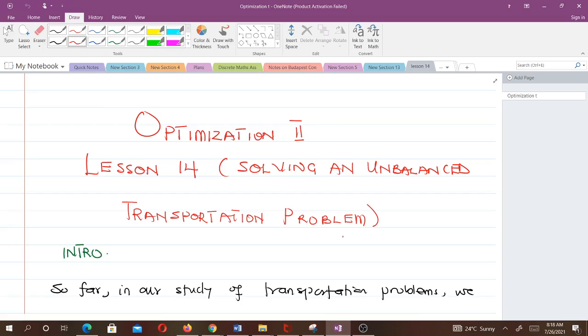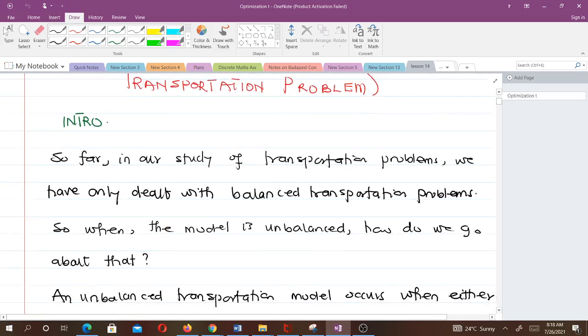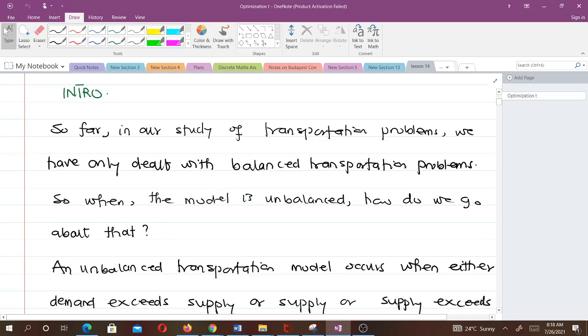Aside from that, we also learn about one or two themes, so this video is going to be very helpful. So far in our study of transportation problems, we have only dealt with balanced transportation problems. So when the model is unbalanced, how do we go about that?